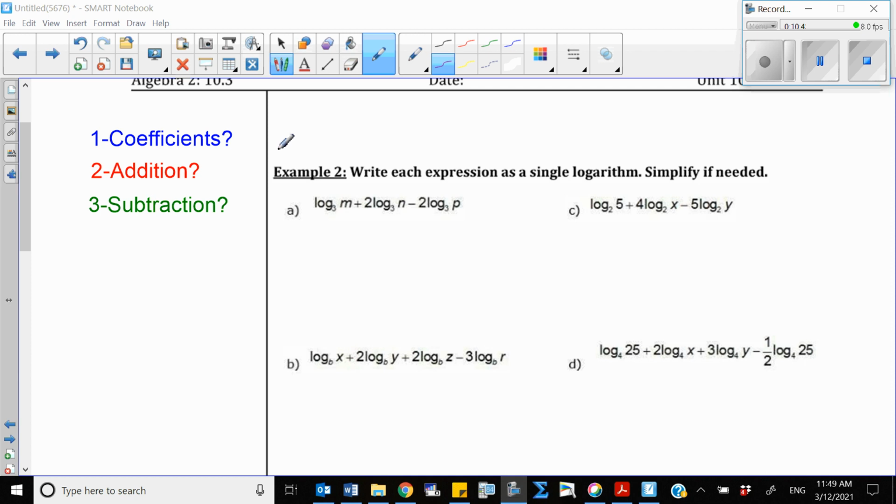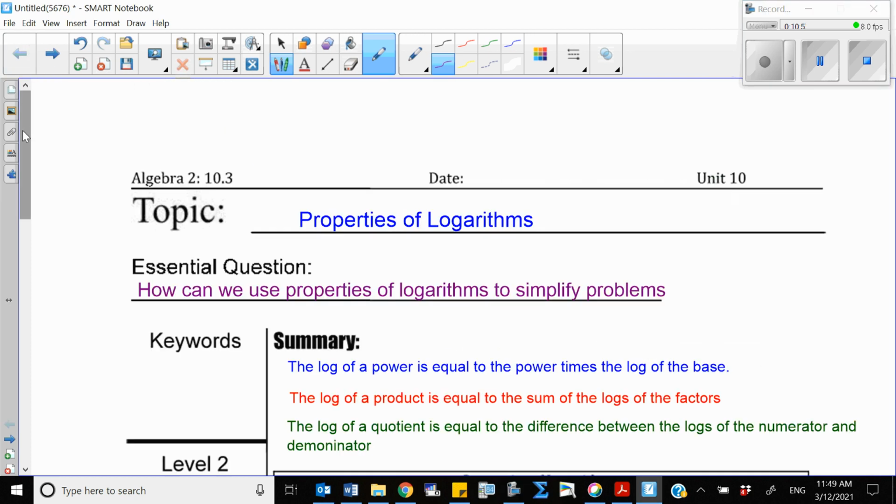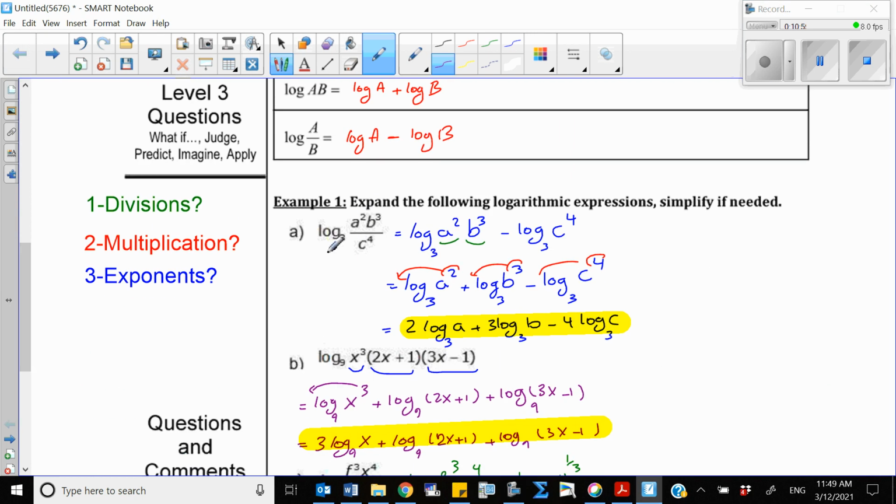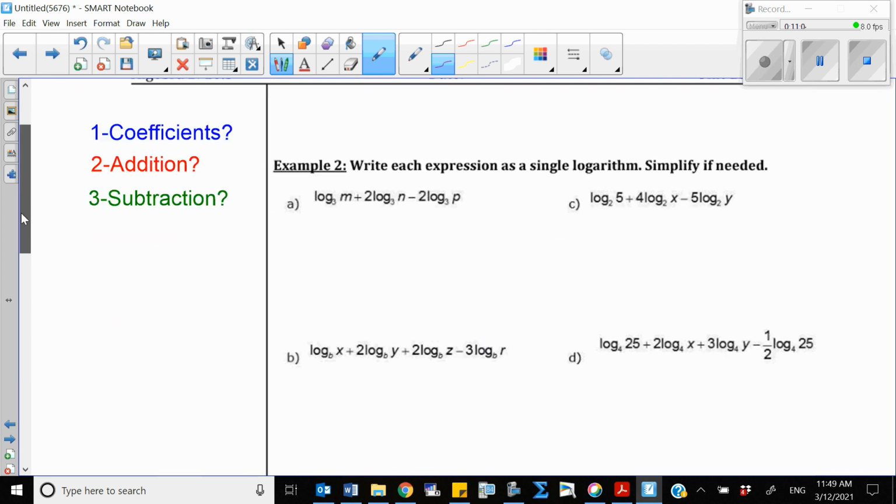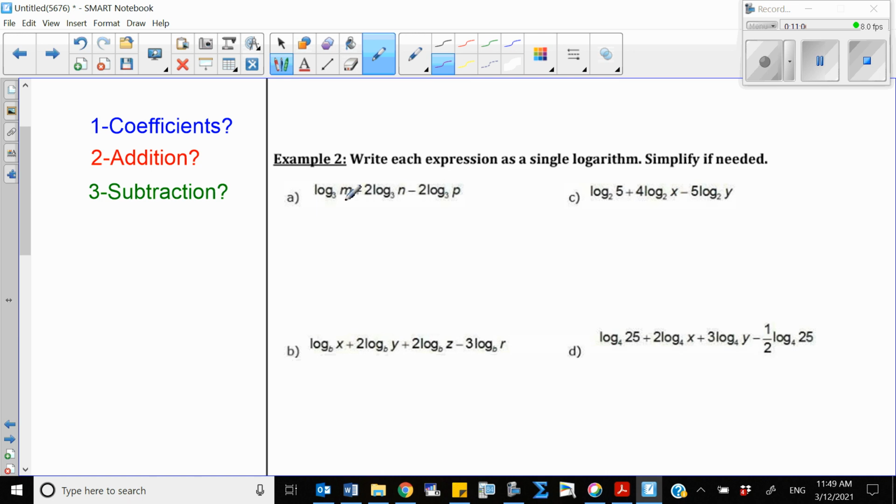Okay, now let's work on the second example. In this example, we are writing each expression as a single logarithm. So basically what we're doing here is the opposite of what we were doing before. Before, we had one single log and we were expanding that. But this time, we have several logs and we are going to write it as a single log. That means we are basically condensing this.